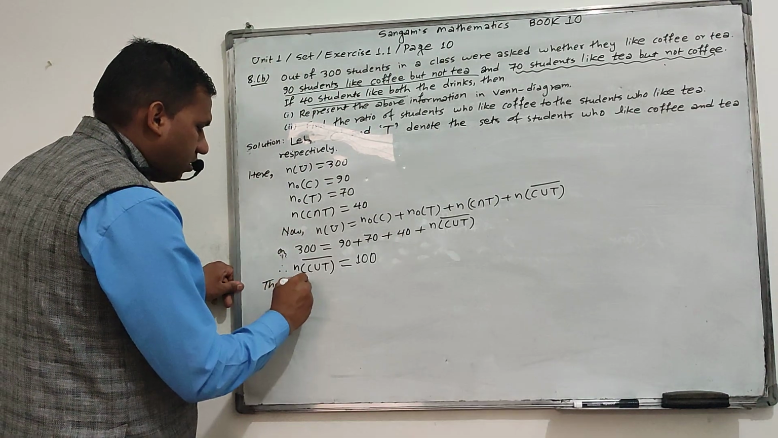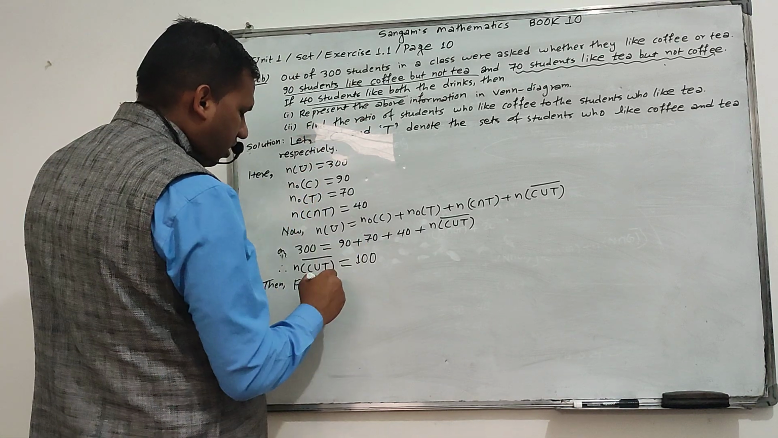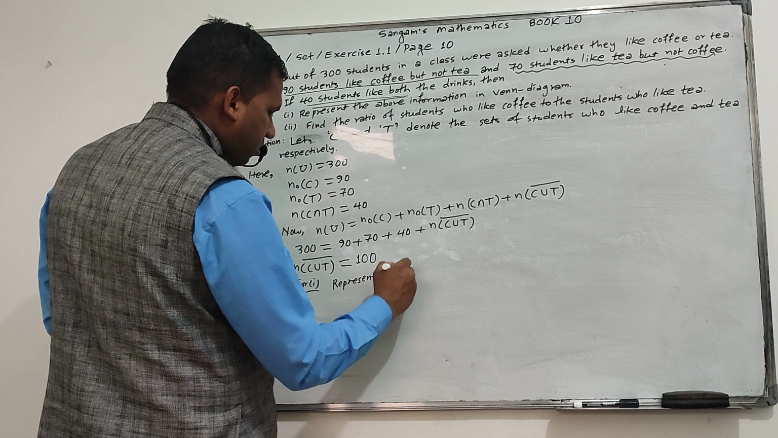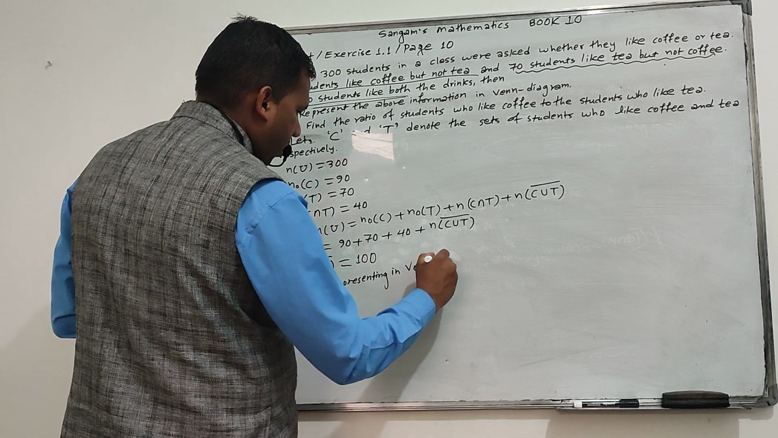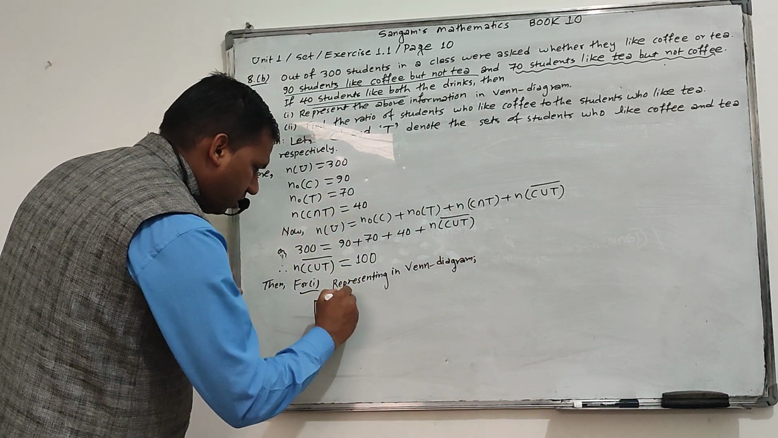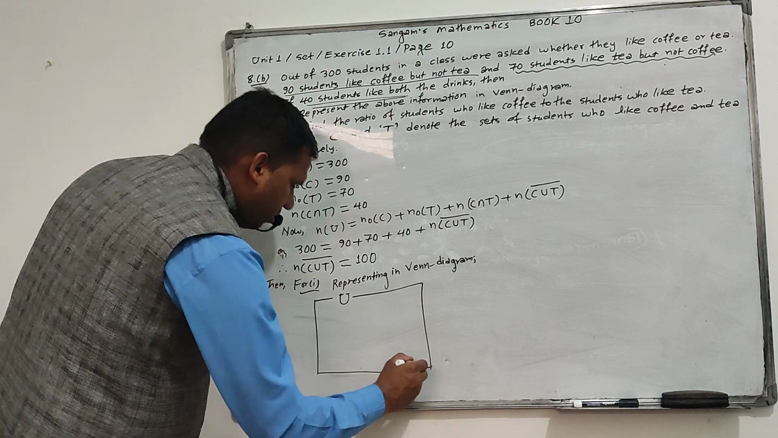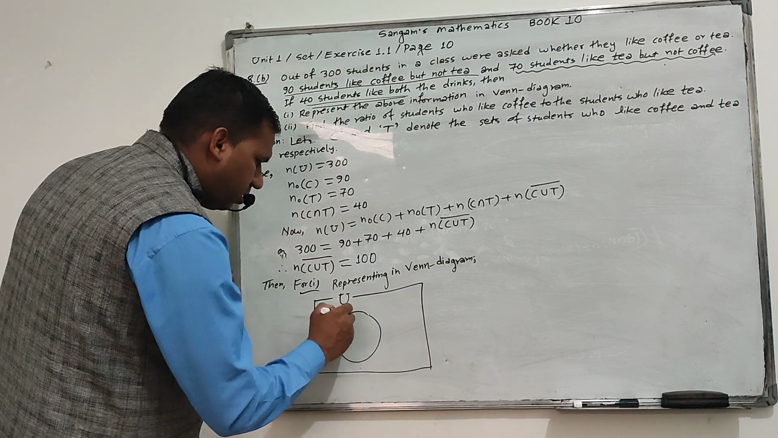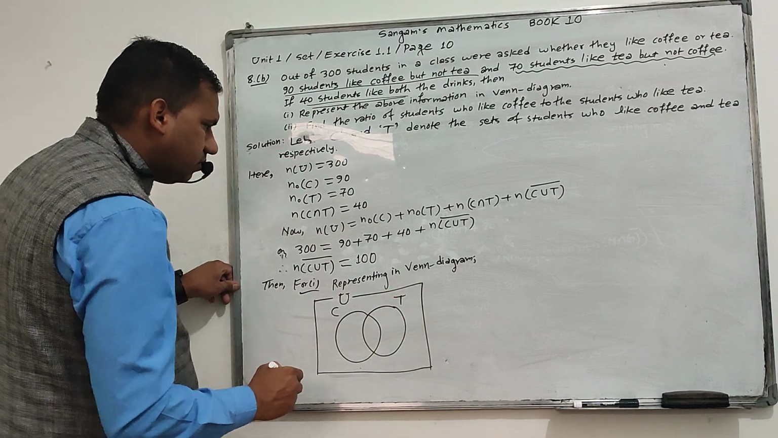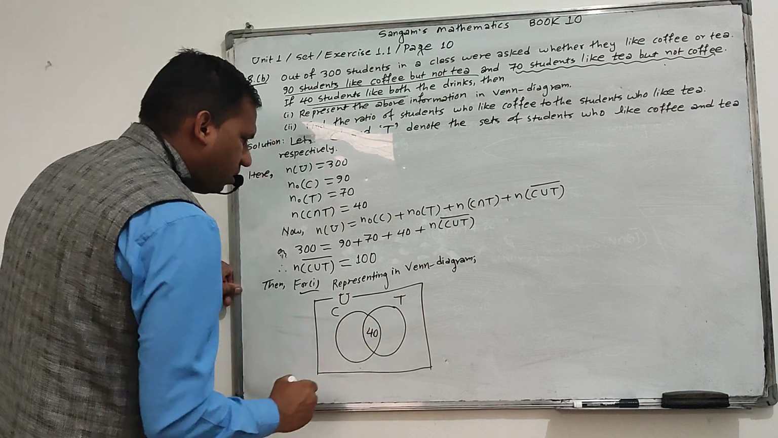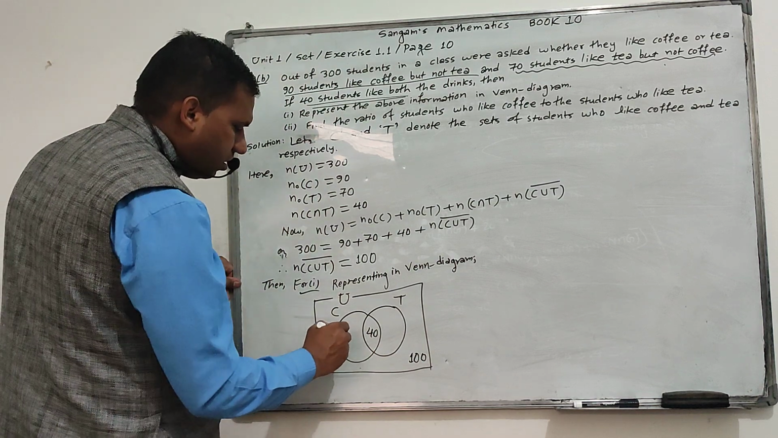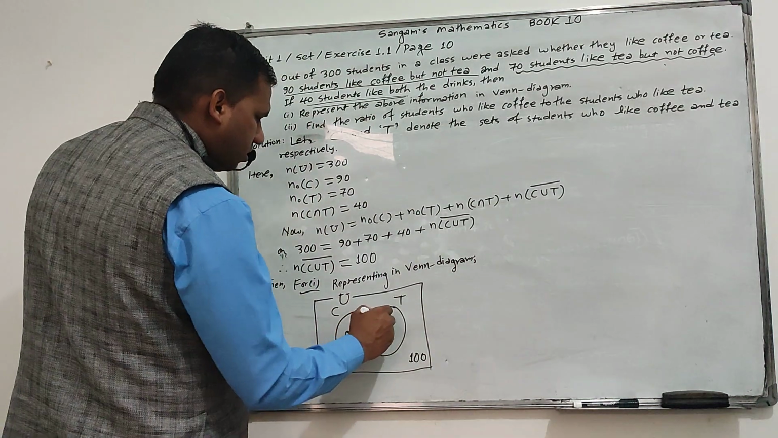Then part 1, representing in a Venn diagram. Universal set U and two subsets C and T. Intersection data is 40, 40 is over here. Complement data is 100 over here. Coffee only is 90. Tea only is 70.